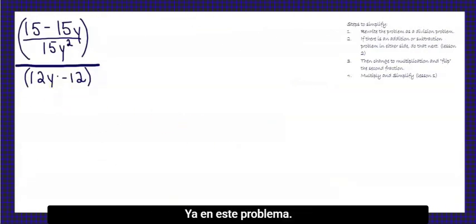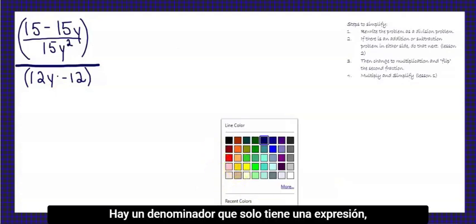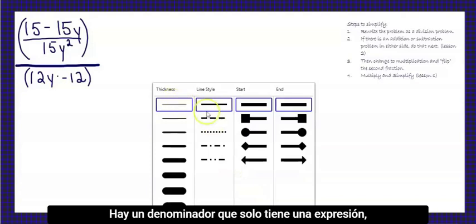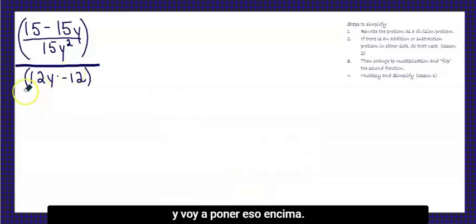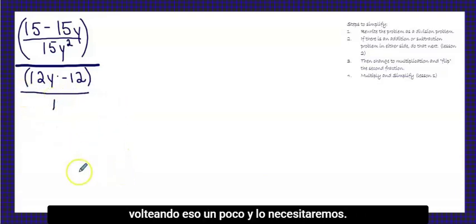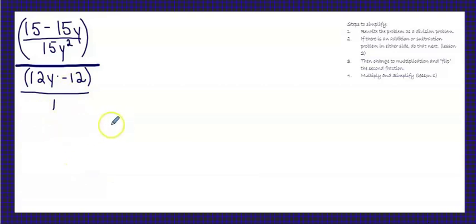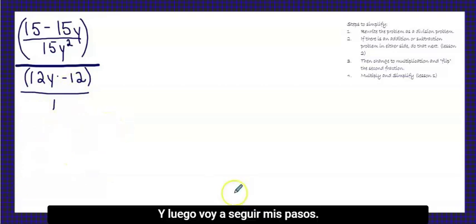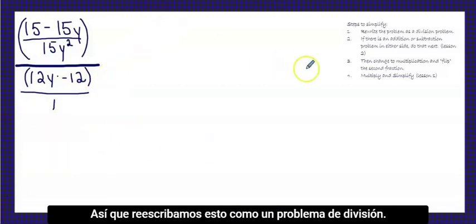In this problem, there is a denominator that just has one expression in it, and I'm going to put that over 1, because I know I'm going to be flipping that over in a little bit, and I'm going to need that. So that goes over 1. And then I'm going to follow my steps. So let's rewrite this as a division problem.